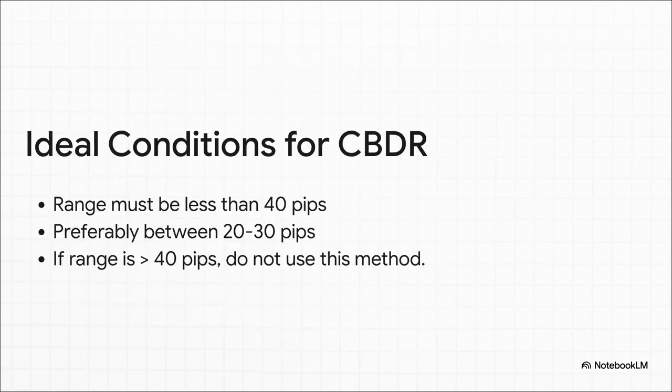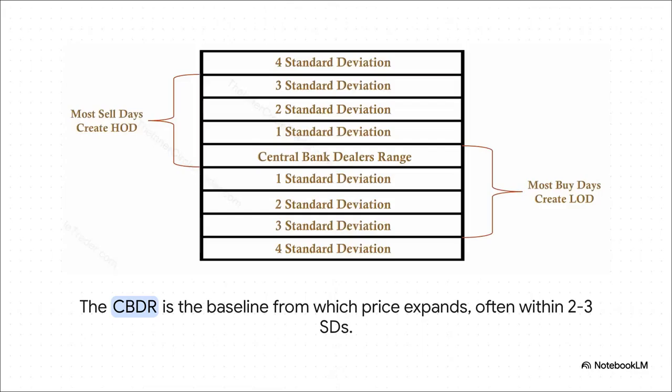Okay, now here's a super important point. This does not work every single day. There are strict, non-negotiable rules. This method is only valid if that CBDR is less than 40 pips wide. Ideally, you want to see a really tight little box, somewhere between 20 and 30 pips. If that range is any wider than 40 pips, the model's off for the day. You just have to sit on your hands and not use the technique. It's that simple. This chart shows the idea perfectly.